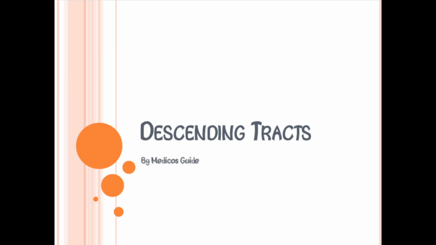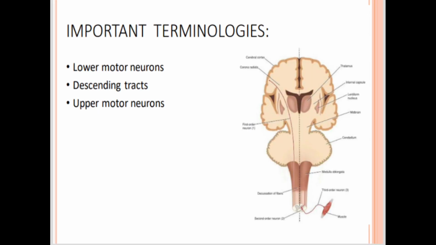Hello everyone, you are watching Medico's Guide, and in this video we are going to discuss descending tracts. First things first, we have three different terminologies to discuss prior to moving on to descending tracts, and these three terminologies are lower motor neuron, descending tracts, and upper motor neuron. So let's discuss them in reverse order.